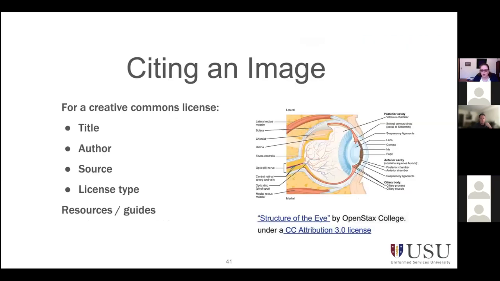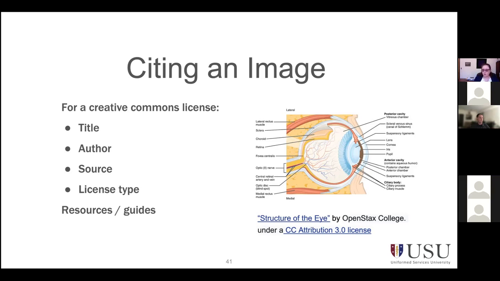When you go to the Creative Commons wiki page, they actually tell you how they recommend you cite their images. Usually what they want you to cover is the title, the author, the source, and the license type. If you look at the example here, "Structure of the eye" is the title, and this is really good for when you're embedding things in online slides or online documents, you can include these hyperlinks. If you were to click on that URL, it would take you to the source.